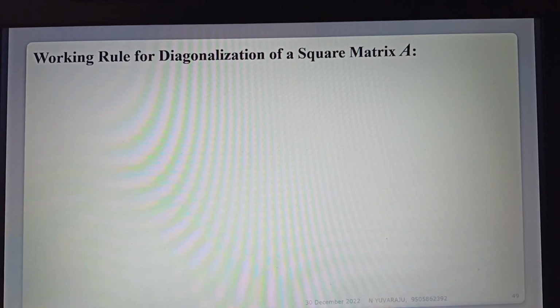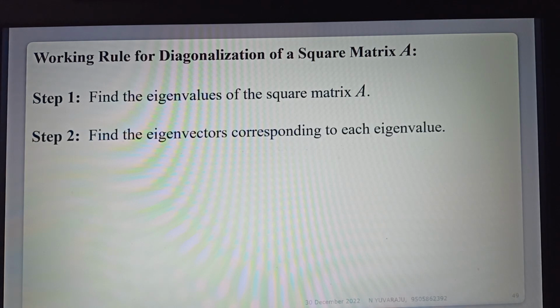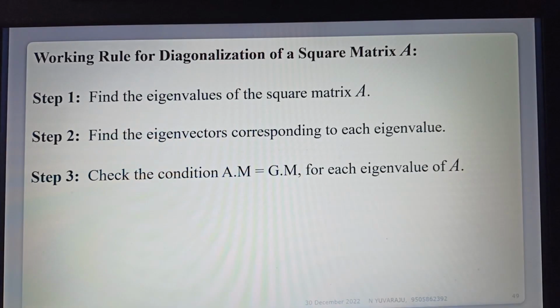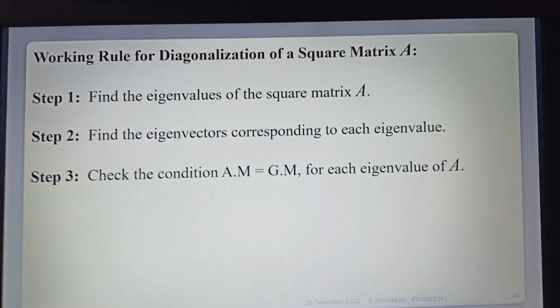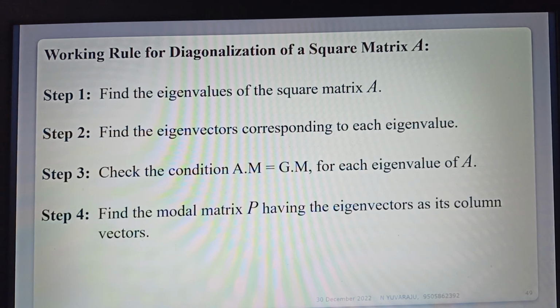So, the working rule. See the working rule for diagonalization of a square matrix. Step 1: first of all find the eigenvalues of the square matrix A and find the eigenvectors corresponding to each eigenvalue. Check the condition AM is equal to GM for each eigenvalue of A. Next, step 4: find the modal matrix P having the eigenvectors as its column vectors.